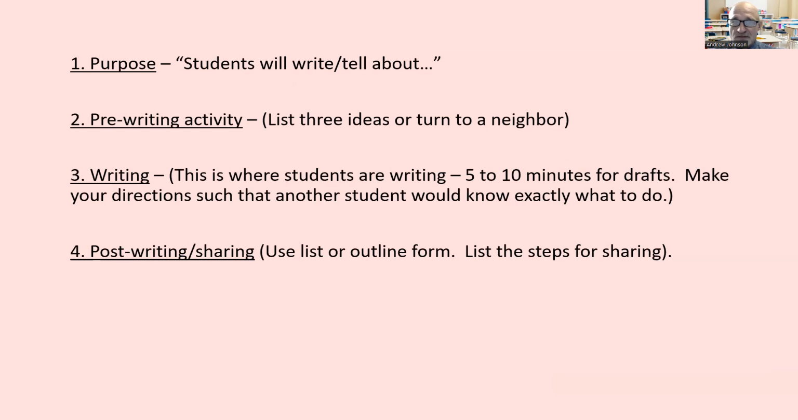If you have trouble responding, I guarantee you, your students will have trouble responding as well. Students will write about, that's the purpose, so either write or write about, some pre-writing activity, keep it simple, the writing part, and then the post-writing sharing.